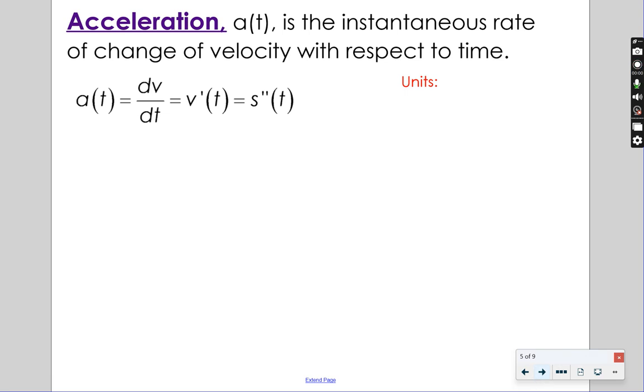Acceleration. A of t is the instantaneous rate of change of velocity with respect to time. So we're taking the derivative of velocity, dividing by units of time. So our units, anyone know what some units of acceleration might be? Meters per second per second. Yes, meters per second, or meters per second squared. And then basically you can change that to hours. Exactly. Any distance over a time squared.